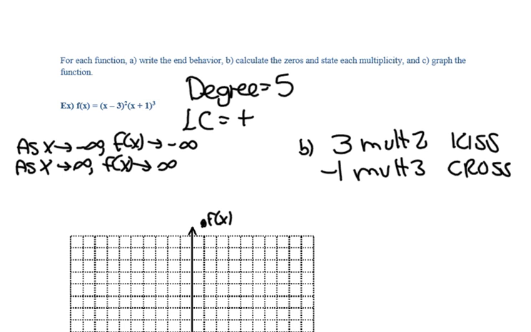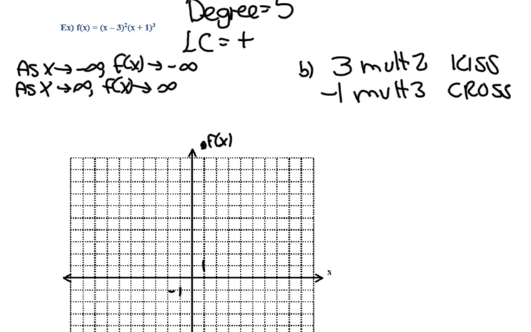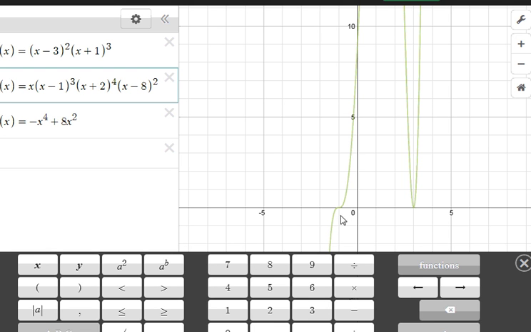Okay, so now I know all this information. Let's graph this function. So again, I'll start with the zeros. And again, using my end behavior, and that it crosses at negative 1, kisses at 3. Okay. There is a sketch of my polynomial function. All right, let's take a look at Desmos then and compare. Again, notice end behavior matches similarly to mine.